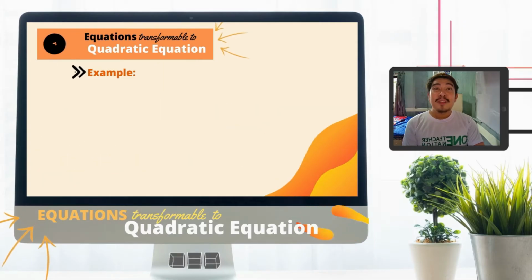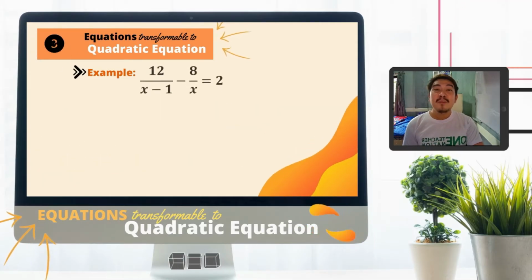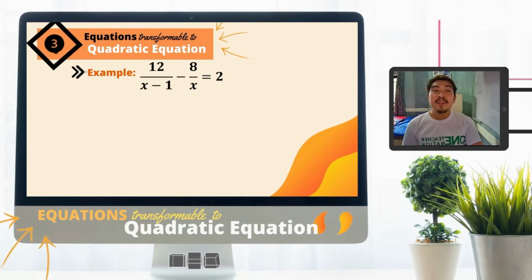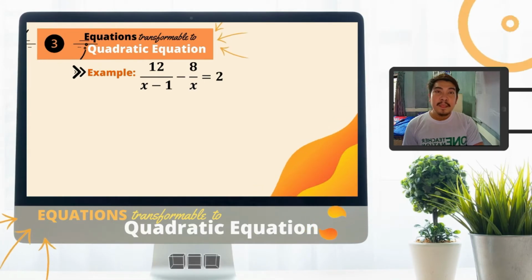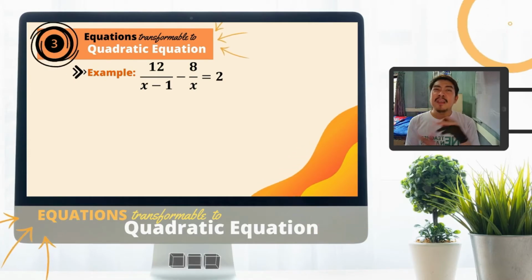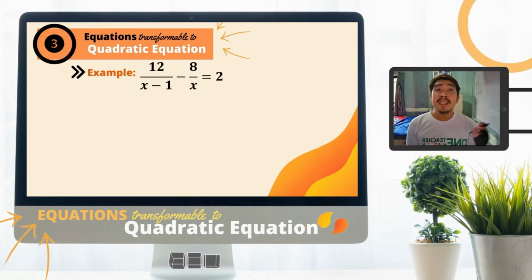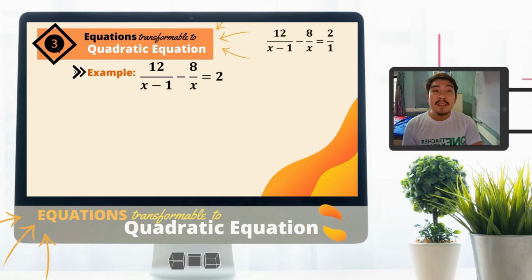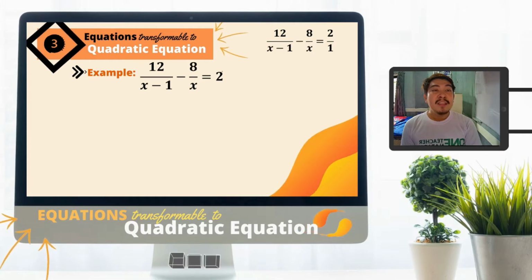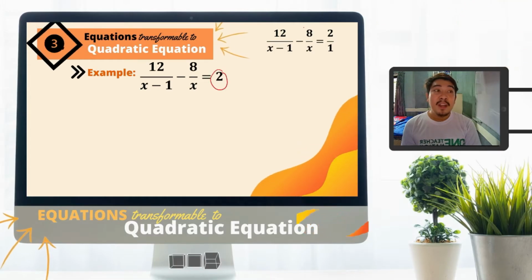Let us now go to our third example. So for the third example, we are given 12 over x minus 1 minus 8 over x is equal to 2. So if you can see, hindi naman siya fraction equated to another fraction. So we cannot cross multiply. So ang gagawin natin dito, kukuhain natin si LCD. So remember na ang denominator dito ni 2 ay 1.